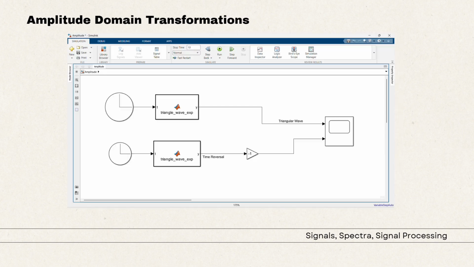This is the Simulink model used to generate and transform the triangle waveform. At the top, we see the original waveform generated using the triangle wave XP function. Below it, we have 3 separate blocks performing time domain transformations. For time reversal, we multiply the time input by -1 using a gain block, which flips the waveform horizontally.